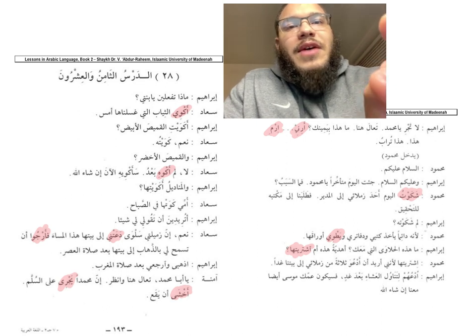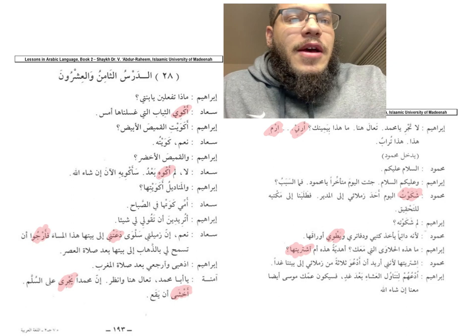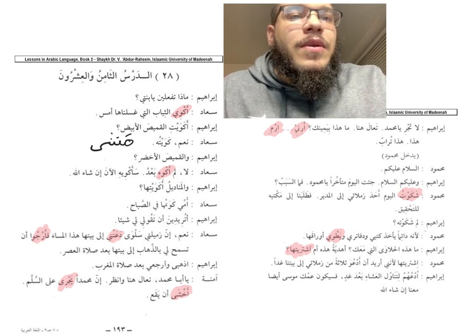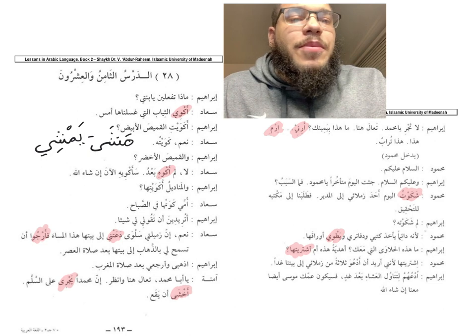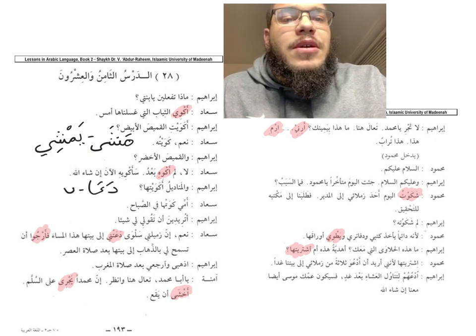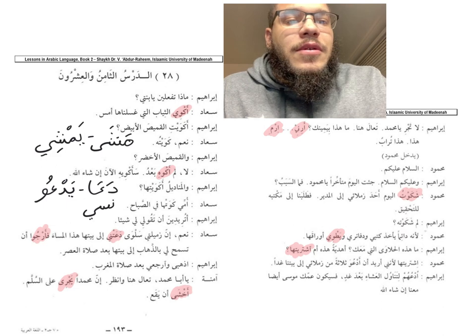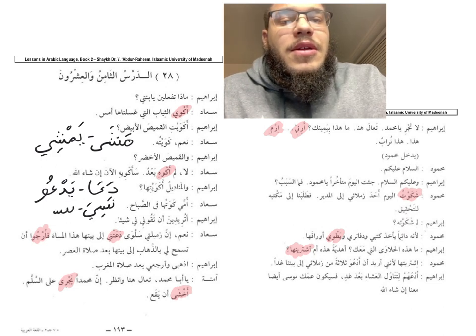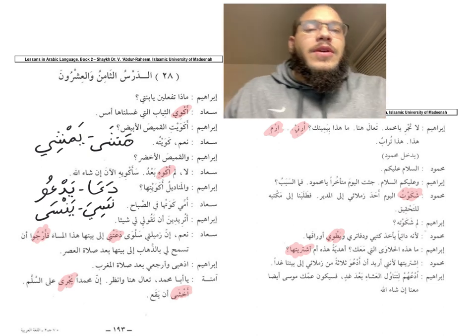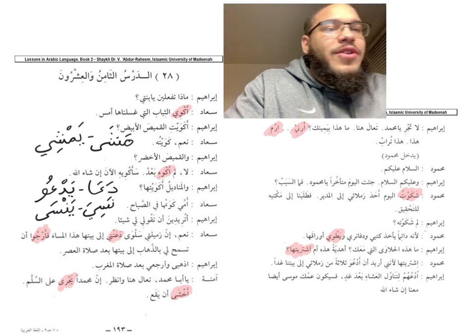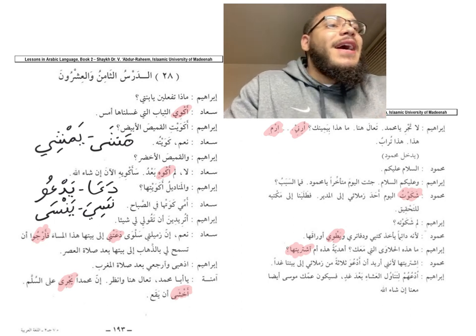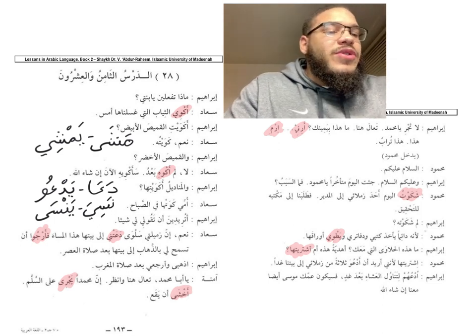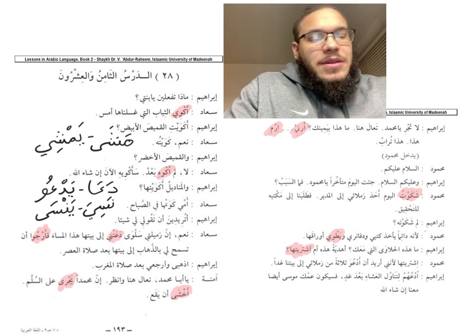So the final weak verb we have a number of examples. I'll just write some examples quick for you here. For example, we have masha, which becomes yamshi. We have, for example, da'a, which becomes yad'u. We have nasiya, which is to forget, becomes yansa. Okay, so those are examples of the three types of final weak. One that becomes ya, one that becomes waw, one that becomes alif. Yani masha yamshi, da'a yad'u, nasiya yansa. So those are the kind of verbs that we'll be going through during this lesson, bi'idhnillahi ta'ala.